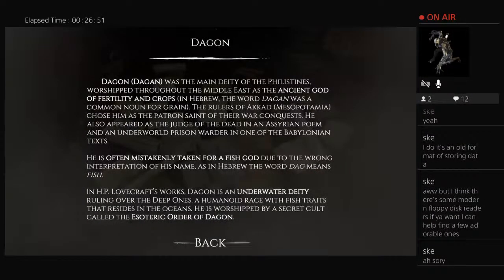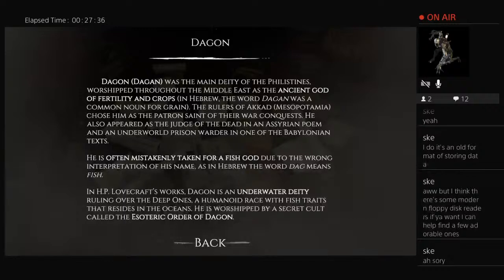Dagon was the main deity of the Philistines and worshipped throughout the Middle East as the ancient god of fertility and crops. In Hebrew, the word Dagon was a common noun for grain. The rulers of Akkad, Mesopotamia, chose him as the patron saint of their war conquests. He also appeared as the judge of the dead in the Assyrian poem and an underworld prison warder in one of the Babylonian texts. He is often mistakenly taken for a fish god due to the wrong interpretation of his name, as in Hebrew, the word dag means fish.